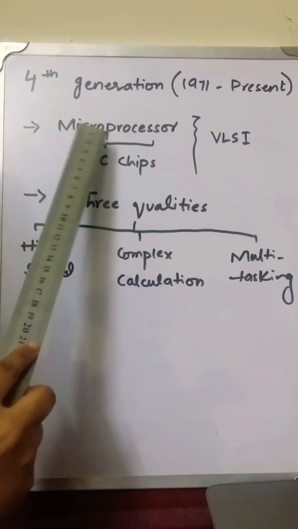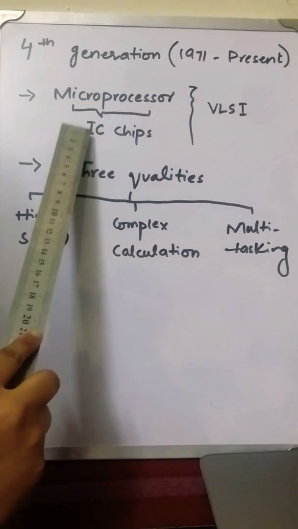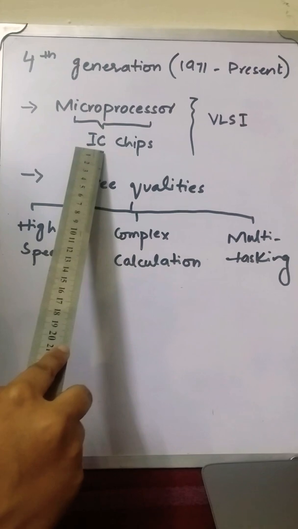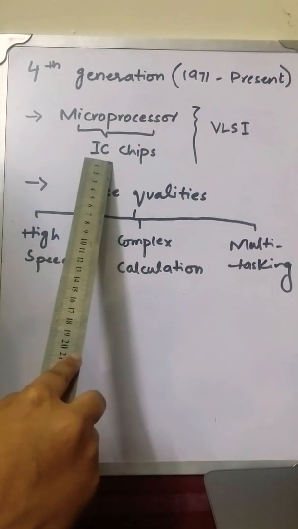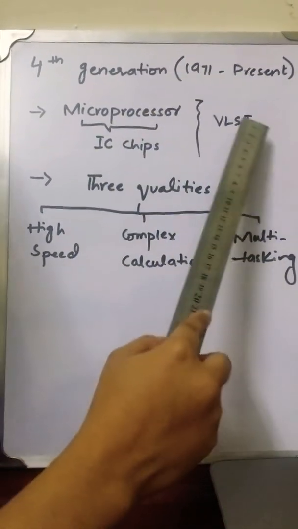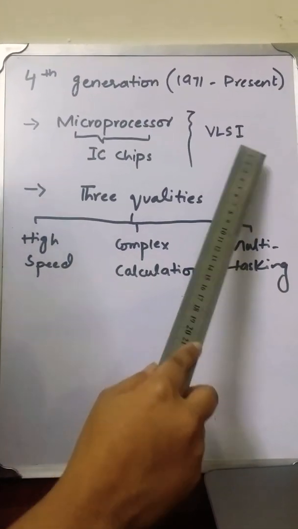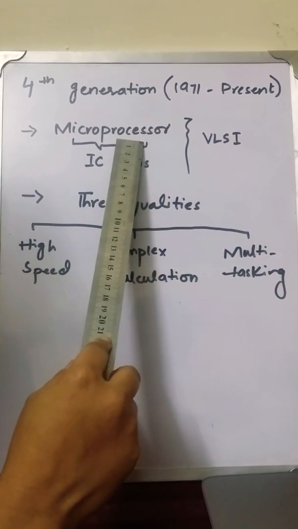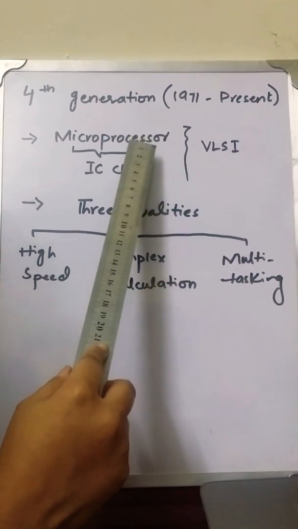The technology used in this generation was the microprocessor. That microprocessor is basically based on hundreds and thousands of IC chips, and here IC means integrated circuits that we had discussed in the third generation. The integration of IC chips becomes known as VLSI, which means very large scale integration. Students, the microprocessor is called a microprocessor because it is very small in size and could fit in the hand.